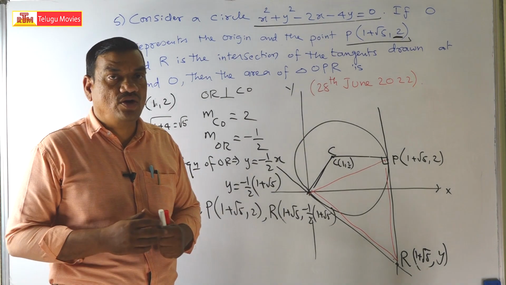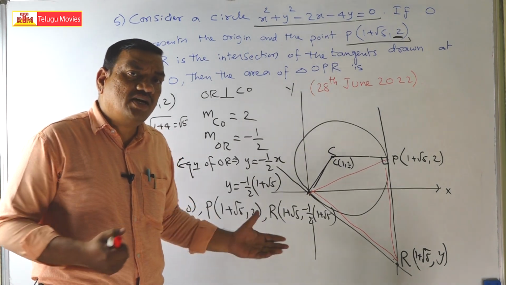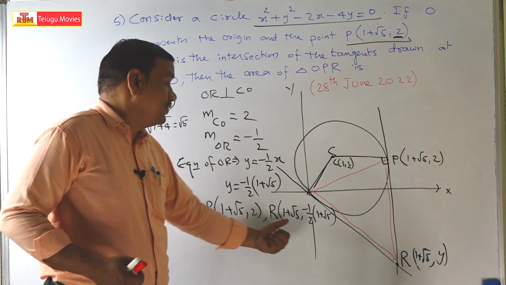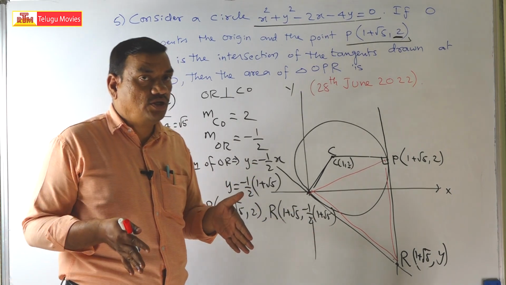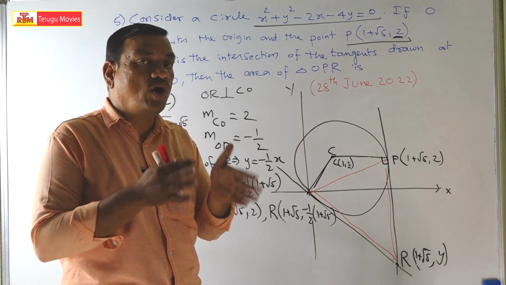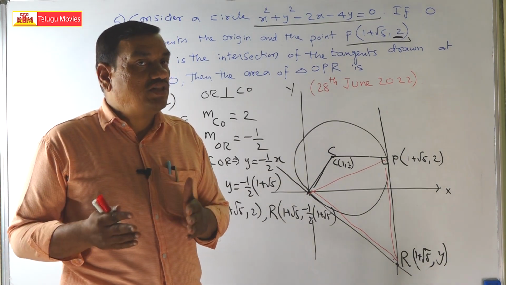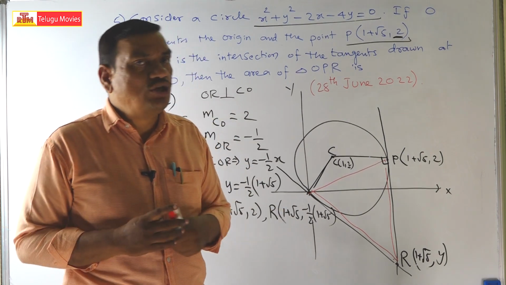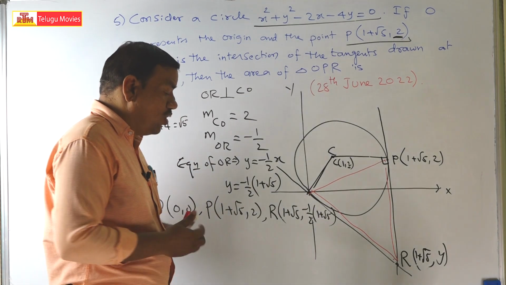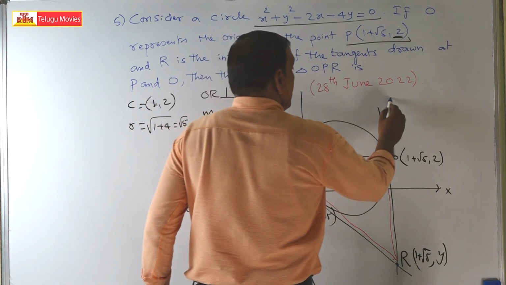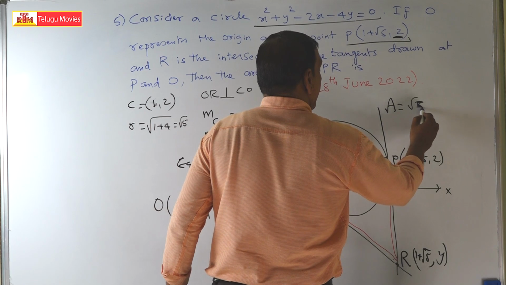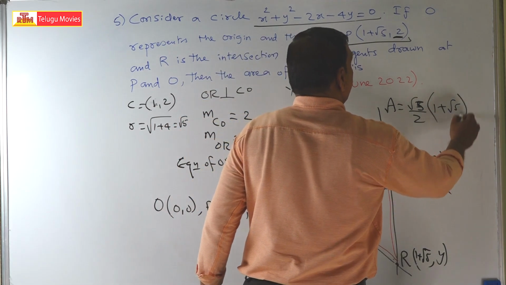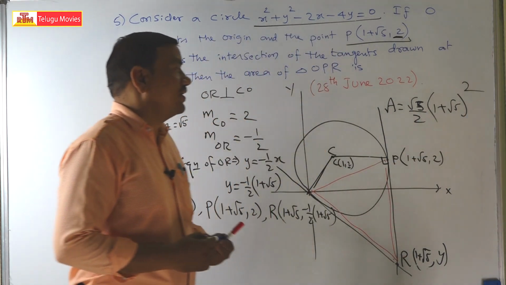In any method you can find it. This is actually a 10th class problem. With x1, y1, x2, y2, x3, y3, you can use the modulus method, that is half modulus of x1 times y2 minus y3, that formula you can use. Otherwise a short formula is there, the determinant method. That method also you can use. So on the whole, if you find the area, the area will be root 5 by 2 times 1 plus root 5, by 1 plus root 5 whole square. That will be your answer.